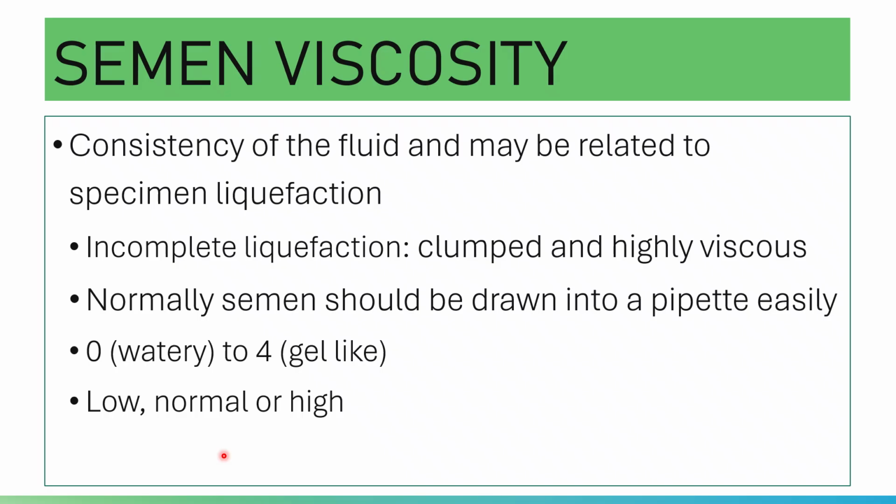So how will you assess or estimate the viscosity? You gently aspirate the sample into a wide-bore plastic disposable pipette, allow the semen to drop by gravity, and observe the length of any thread. Again, you aspirate using a wide-bore disposable pipette.